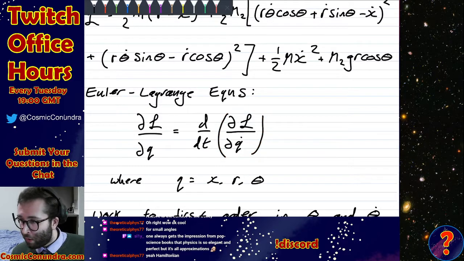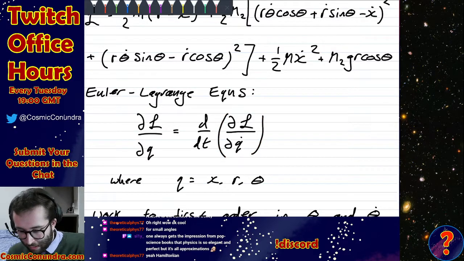So we'll get three equations of motion, one for choosing q is x, and likewise then q dot would be x dot if we choose q is x. Another one for q is r, and another one for q is theta.